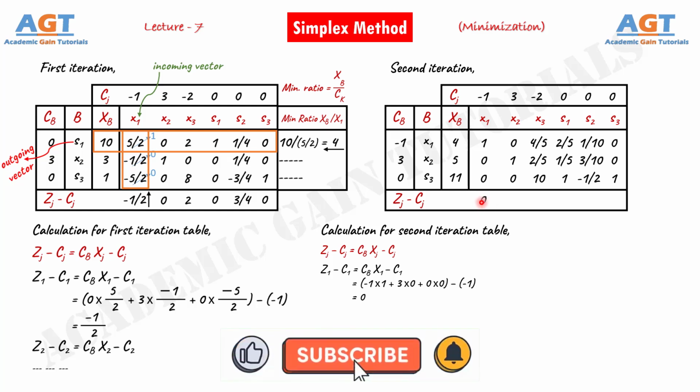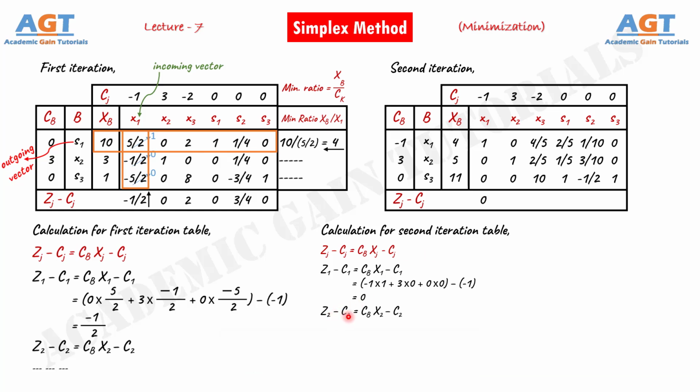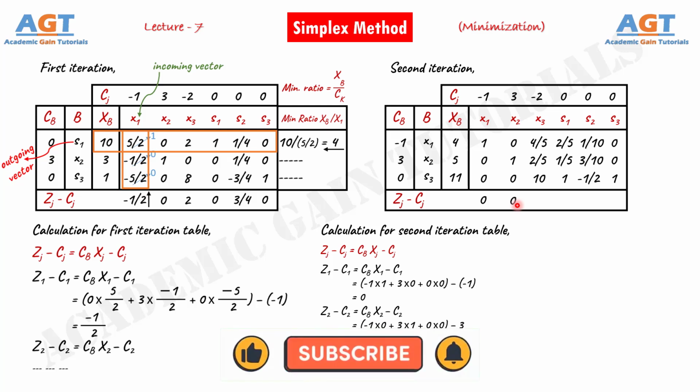Now, in the same way we will find out the value of Z2 minus C2. The formula will be CB into X2 minus C2. Here we will have -1 into 0 plus 3 into 1 plus 0 into 0 minus the value of C2, which is 3, and finally the value of Z2 minus C2 will be 0, so in this row here we will write 0.